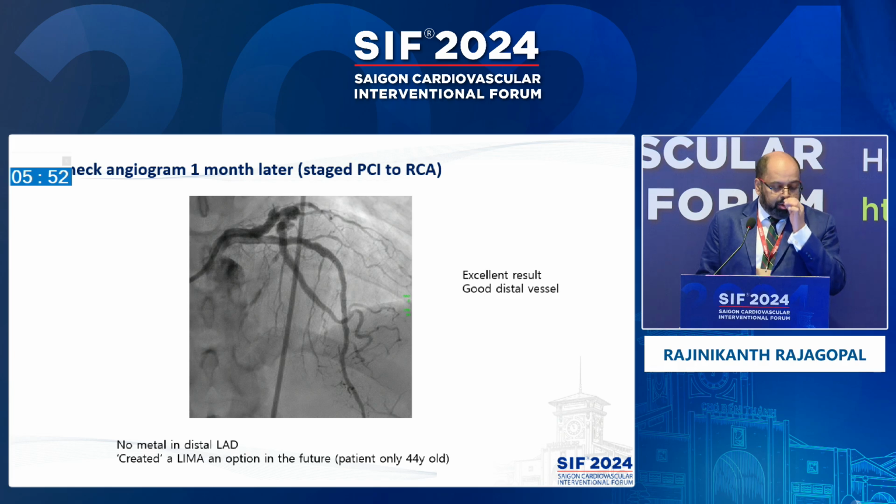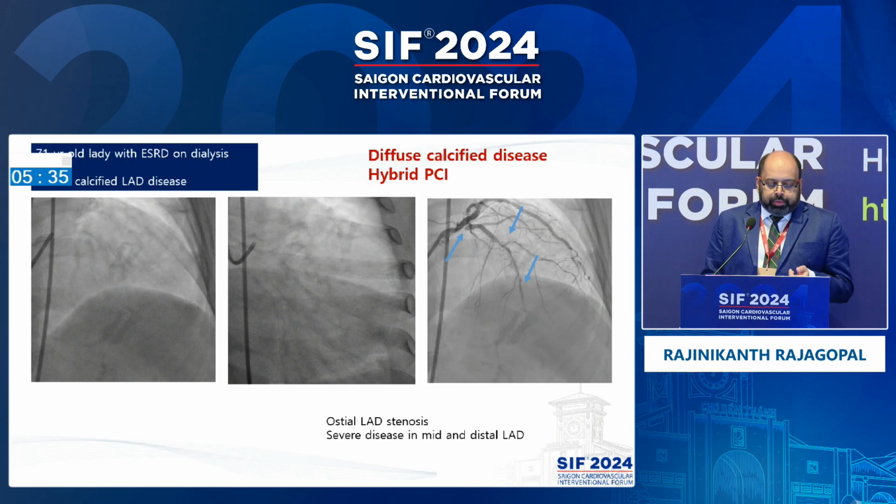A month later, she came in for a staged PCI, looked at the LAD, and it looked better. And what we did here was we avoided metal, and we not just saved a target for LIMA, we created a target for LIMA. She's only 44 years old. In the future, if she has some ISR in the proximal stent and needs a LIMA, it becomes an option.